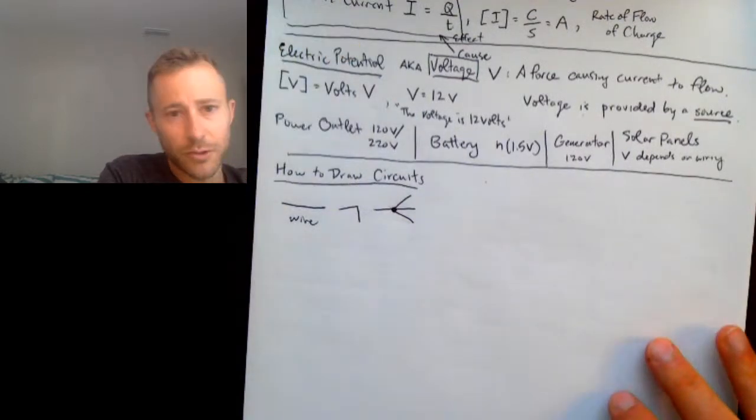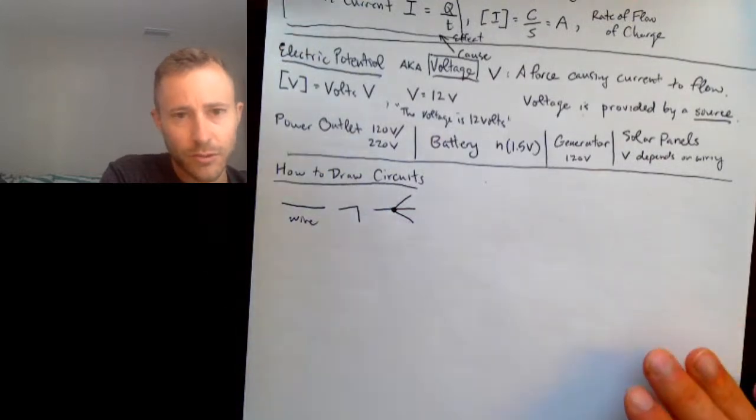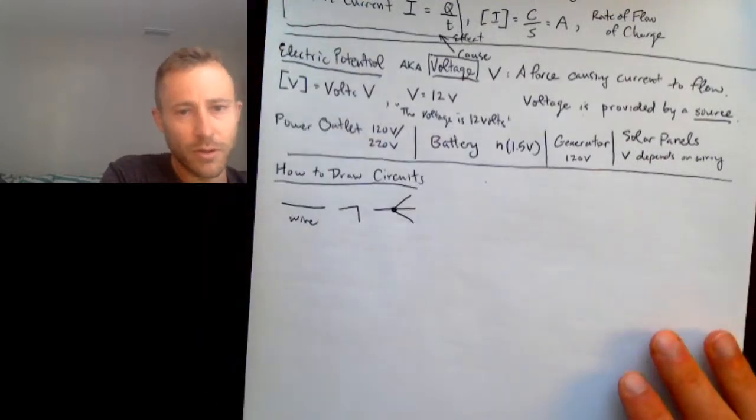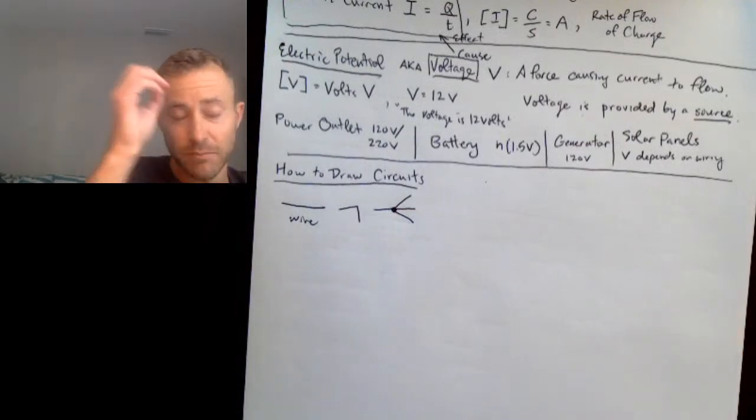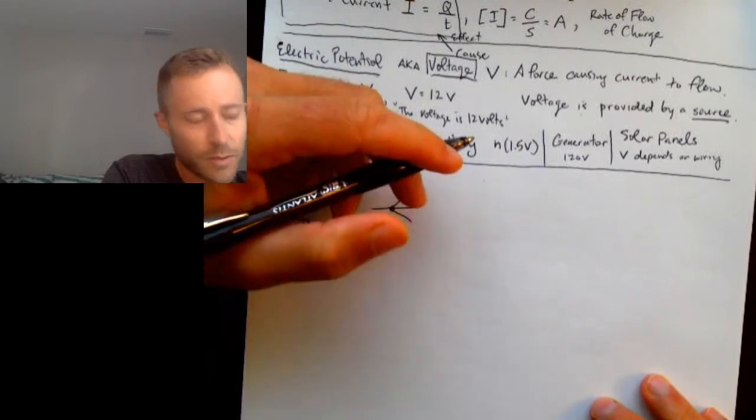You can have switches. So a switch is used to start or stop current flow. A switch is operated by a user. Okay, so a human being, most likely.